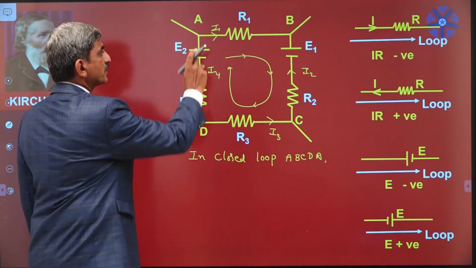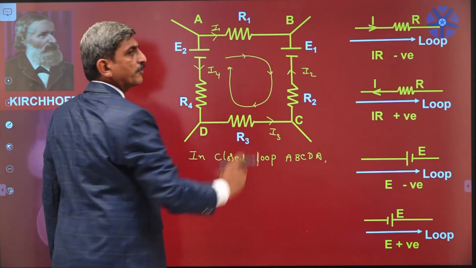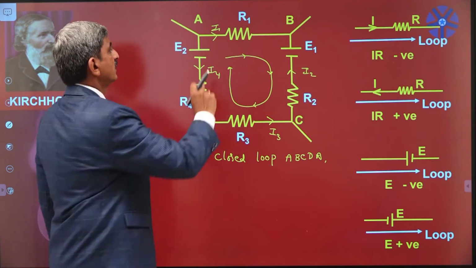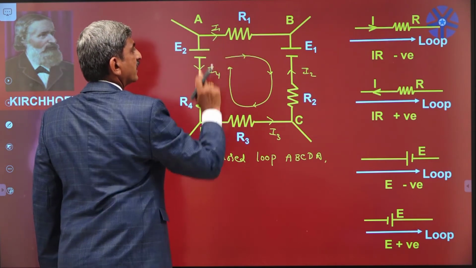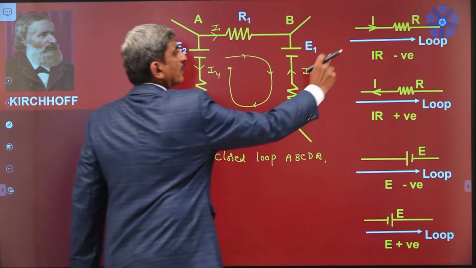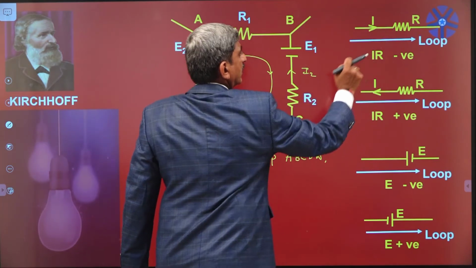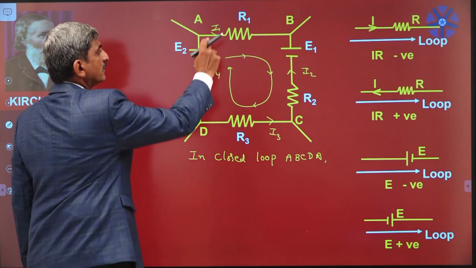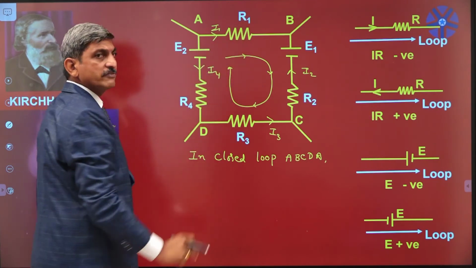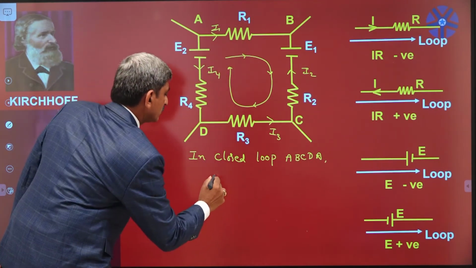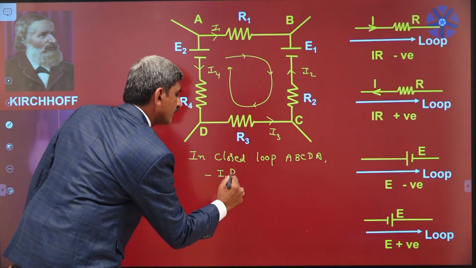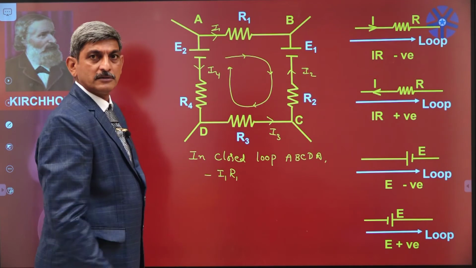What can we write? Start at point A, reach the point B. In the AB branch, only a resistor is there. The direction of the current and the direction of the loop is the same, so the potential drop IR is negative. Here what is the current value? I1. What is the resistance value? R1. So minus I1 R1.